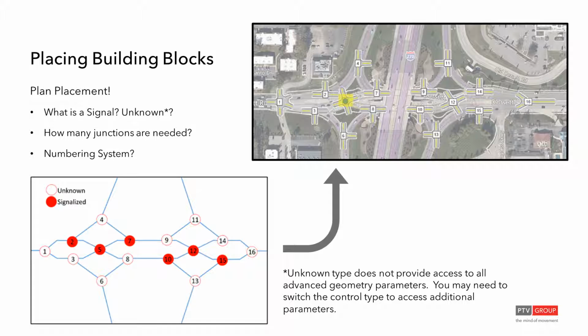And there is a footnote that I have here. Unknown intersection types don't provide all of the details that you may need for advanced intersections. So you may need to switch the control type to maybe always stop or something to access things like medians and lane widths. And then when you're done, you can switch it back.